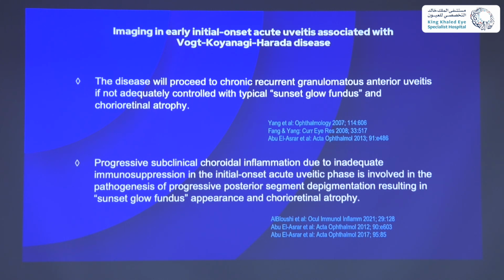We know that sunset glow fundus is the result of progressive subclinical inflammation at the level of the choroid. In the past, we were told that sunset glow fundus is a part of the natural history of the disease. This is not correct anymore. Sunset glow fundus is the result of inadequate control of inflammation at the level of the choroid. And we have to avoid sunset glow fundus.